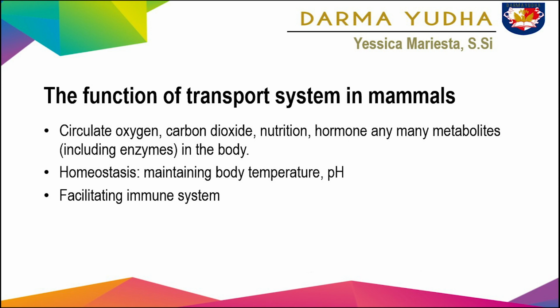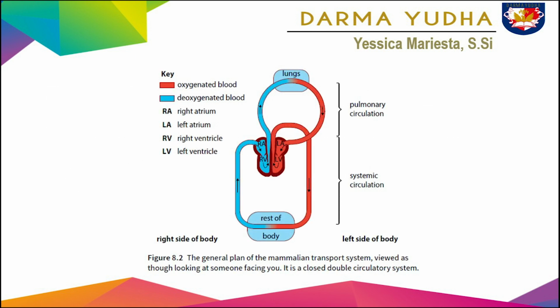Second, homeostasis, maintaining the body temperature and pH. And the last one is facilitating the immune system. So this is the picture that shows the general layout of the main transport systems of mammals.